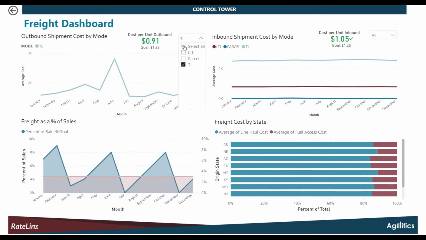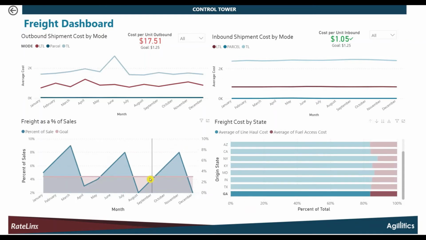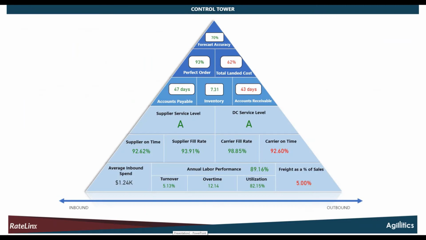The freight cost by state visualization compares the percent average of line haul cost to fuel excess cost and determines which state may have high fuel spend. Here, you can see Georgia seems to have high fuel spend and rarely meets the 3% goal for freight as a percentage of sales. After identifying these peaks, the user can do a deeper dive into the specific suppliers and carriers that may have led to increased freight spend.